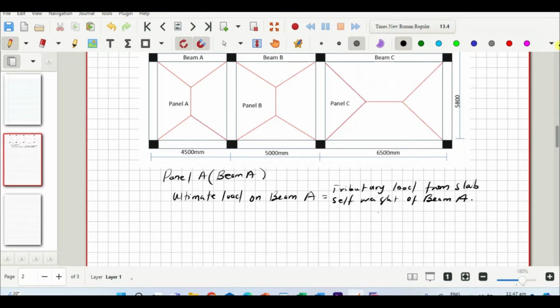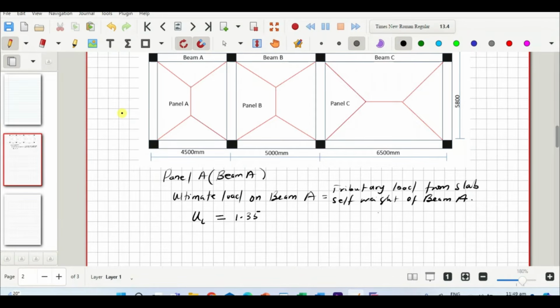Right, so we'll be using a formula to determine the ultimate load. Now, since beam A has a triangular load distribution, the formula for the ultimate load is given as, so UL, we are denoting ultimate load by UL, would be given as 1.35.